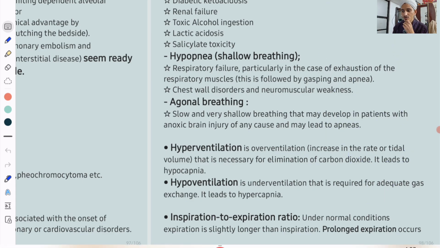Now hyperventilation is overventilation, an increase in both rate and tidal volume, that is more than necessary for elimination of carbon dioxide. Hyperventilation will lead to hypocapnia. Hypoventilation is underventilation, less than required for adequate gas exchange. It leads to hypercapnia.